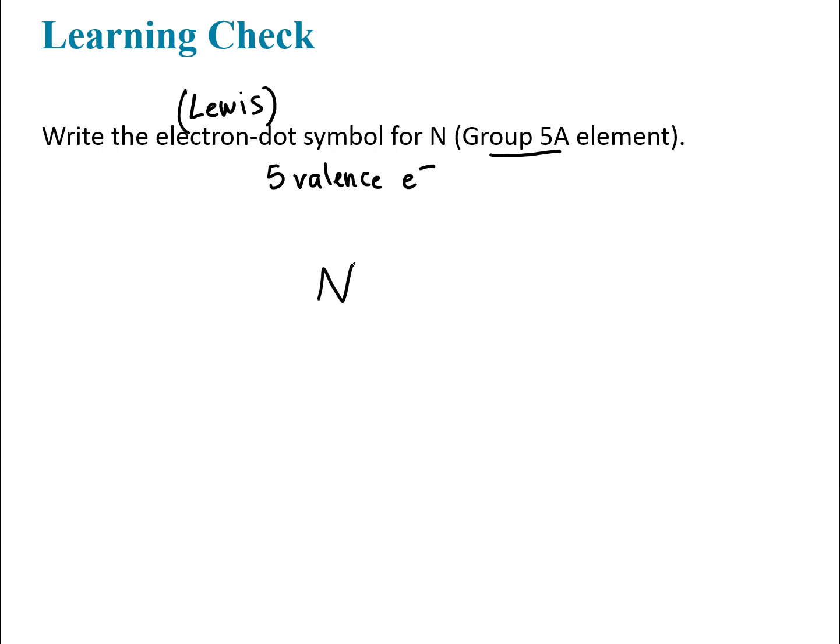For our Lewis symbol, start by filling in all 4 sides, and then it's your choice as to where you put that 5th one. So there's one example. There's another. As long as you have 5 electrons total and only 1 pair of electrons, then it is a correct Lewis structure. Questions on this?